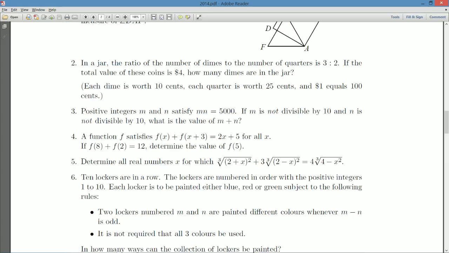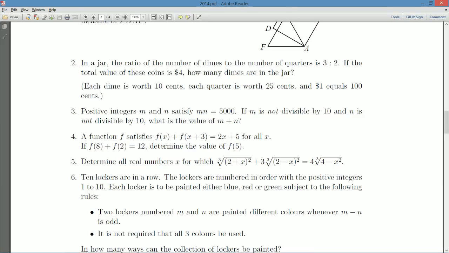So in a jar, the ratio of the number of dimes to the number of quarters is 3:2. If the total value of these coins is $4, how many dimes are in the jar? Okay, simple enough question, and then we have a little bit of explanation for those of us who aren't Canadian or American or really don't use dollars and cents in their monetary system. Each dime is worth 10 cents, each quarter is worth 25 cents, and each dollar is equal to 100 cents. So that just helps us out. These contests are written around the world, so a little explanation there is quite helpful for our foreign friends.